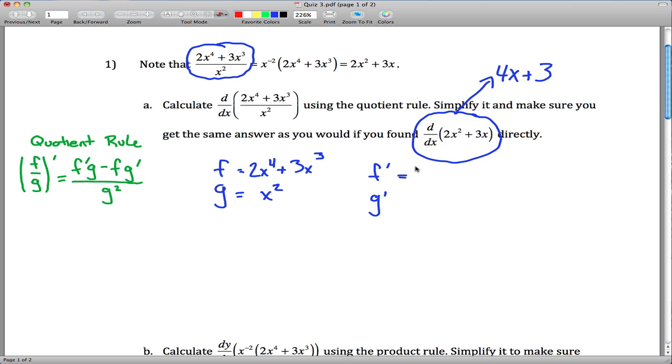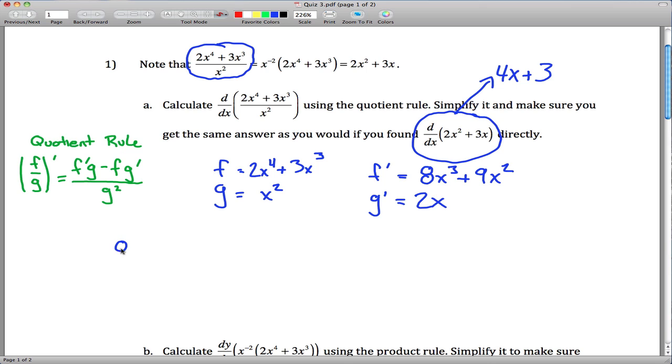The derivative of f is 8x cubed plus 9x squared. You take this 4, multiply it by the 2, and then subtract 1 from the 4. 3 times 3 is 9. 3 minus 1, you're left with 2. The derivative of x squared is 2x. And these 4 pieces are everything that we need to plug in over here.